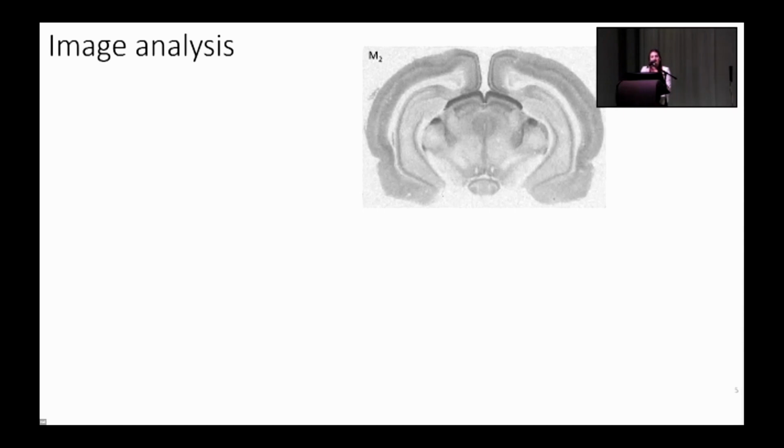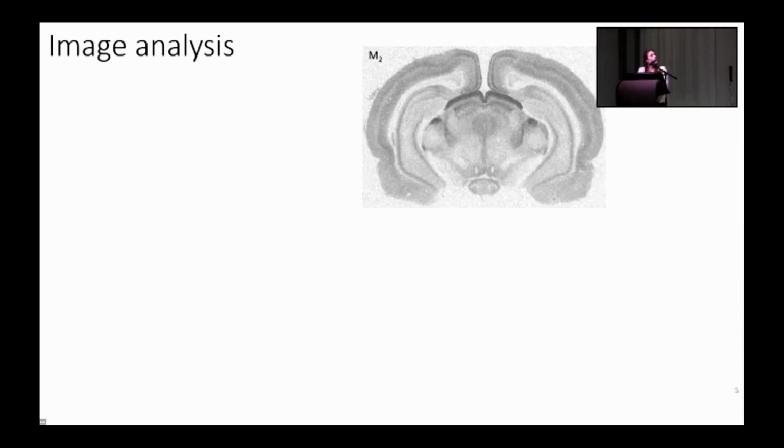Here you can see an exemplary autoradiogram for the visualization of the muscarinic M2 receptor. And these autoradiograms were digitized as 8-bit gray value images, where darker gray values code for higher receptor densities and lower gray values code for lower receptor densities.